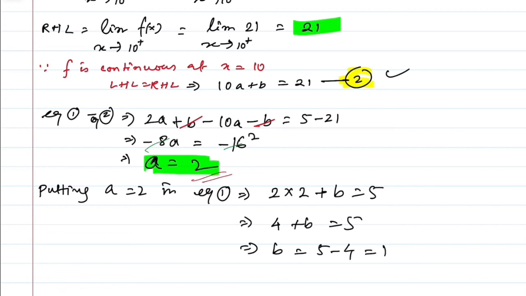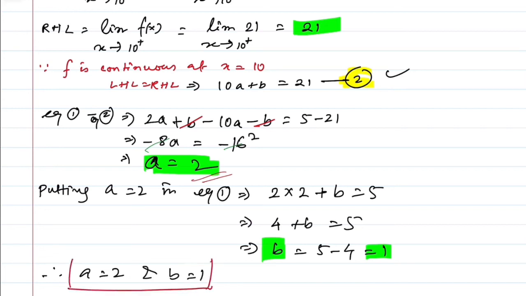So this is the value of b. So we have got a is equal to 2 and b is equal to 1. So these are the required values. So hope you have understood. Now let's move on to the next question.